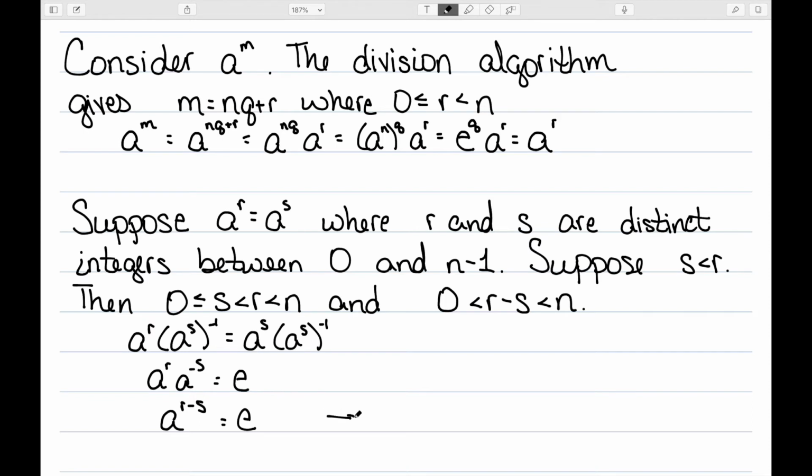However, this gives me a contradiction. By this, r minus s is a positive integer less than n, but n is, by definition, the smallest positive integer such that a to the n is equal to the identity. So n is the smallest thing with this property that says I can raise a to that power and get the identity. So this would give me a contradiction. So therefore, they must all be different.